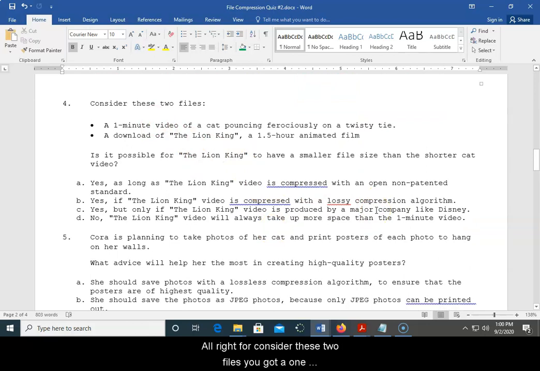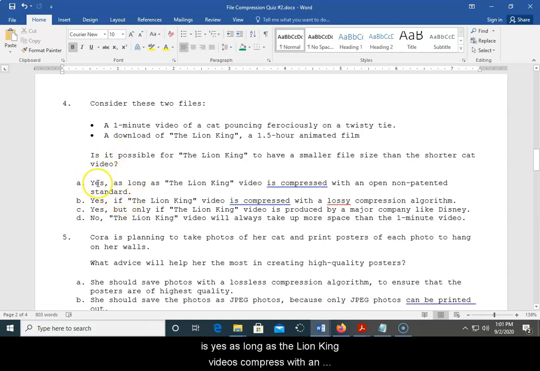1, a 1-minute video of a cat pouncing furiously on a twisty tie, and 2, a download of The Lion King that is an hour and a half long. So anytime you see these, is it possible for The Lion King to have a smaller file size than the shorter cat? Yeah, but you're probably going to lose a lot of your data, and your picture is going to have real bad quality with the Lion King video. So it's possible, but it's going to be bad.